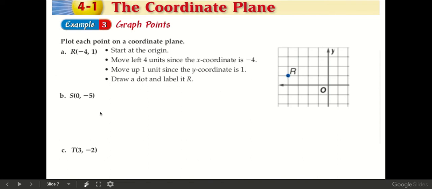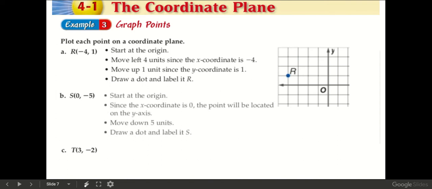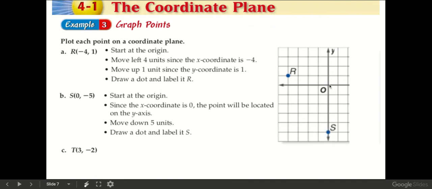For point S, it's (0, -5). So for this one, I would start at the origin. I would move 0 units left or right because the x-coordinate is 0. And then I would be moving 5 units down because it's a -5 y-coordinate. And then I would draw my S, which would look something like this, right? 0 units left or right, and then 1, 2, 3, 4, 5 units down for point S.